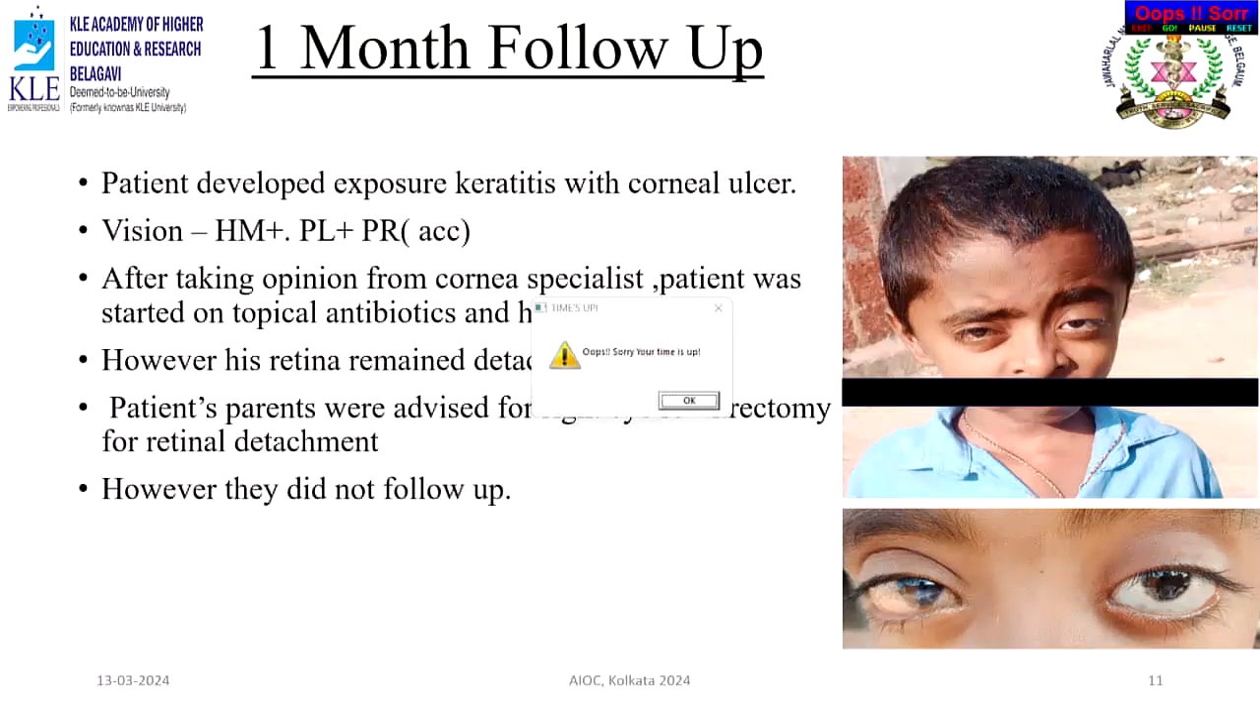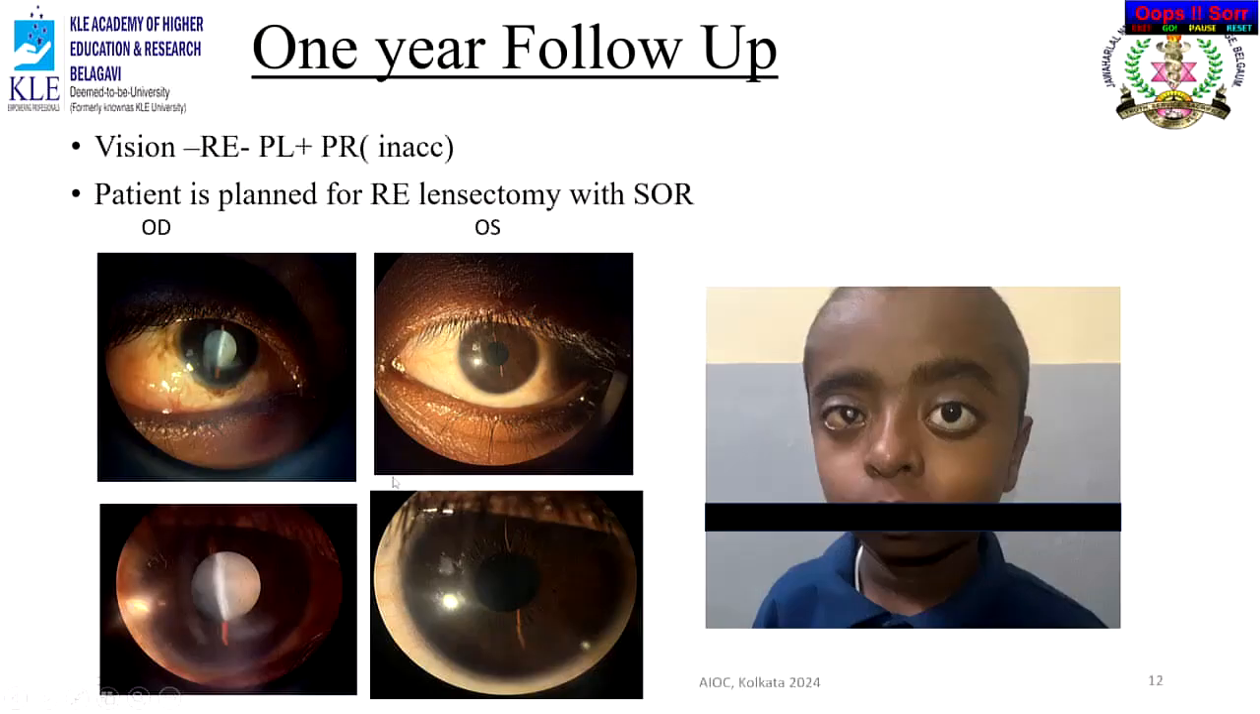Post-surgery, this was the 1-month follow-up of the patient, where the vision in the right eye was hand movements close to face, PL positive, PR accurate. After taking opinion from the corneal specialist, he had exposure keratitis. That's why he was referred to the corneal specialist. And his retina remained redetached. Patient's parents were advised right eye revitrectomy for retinal detachment. However, they did not follow up.